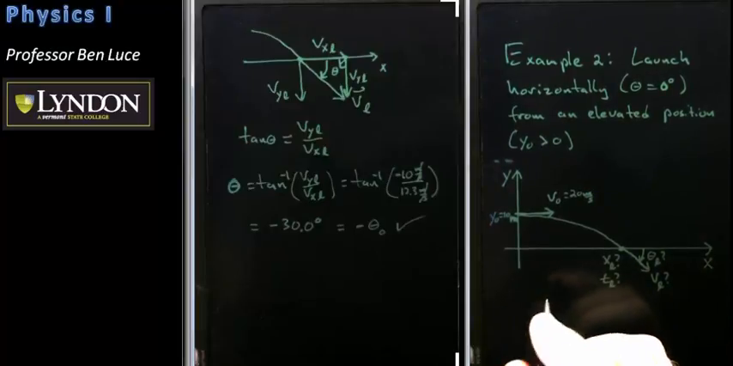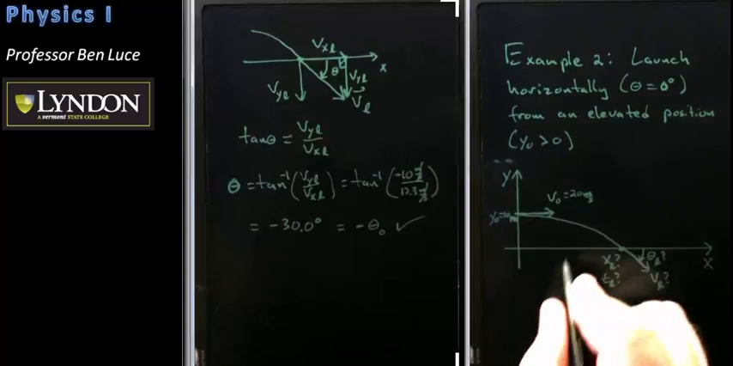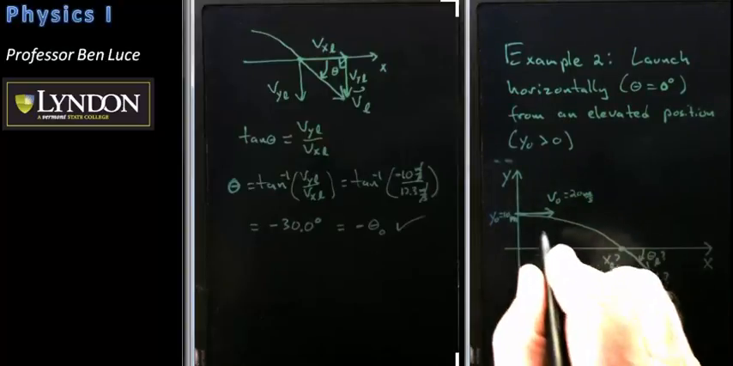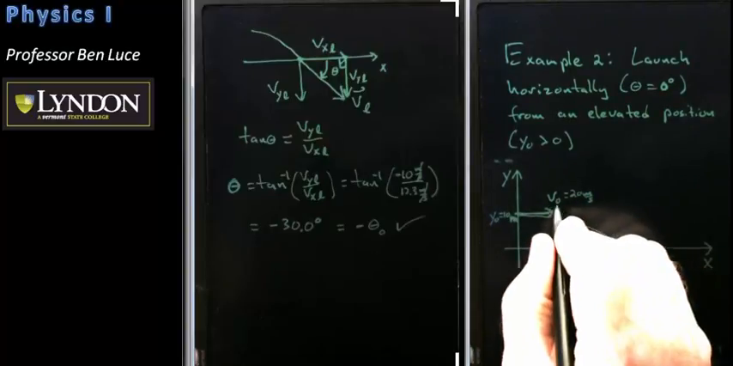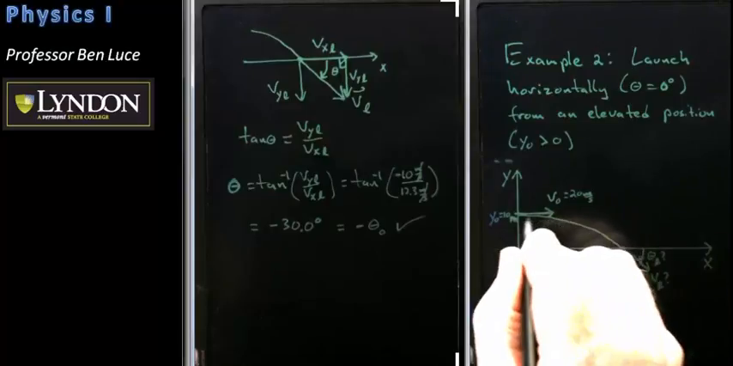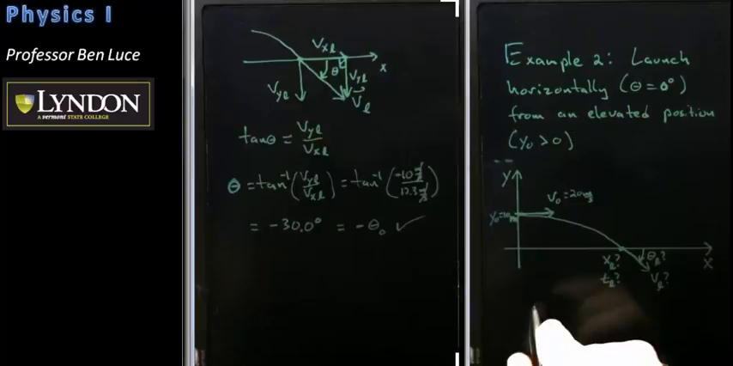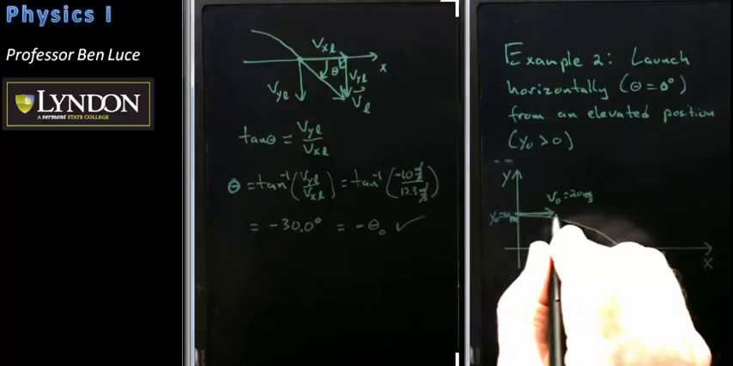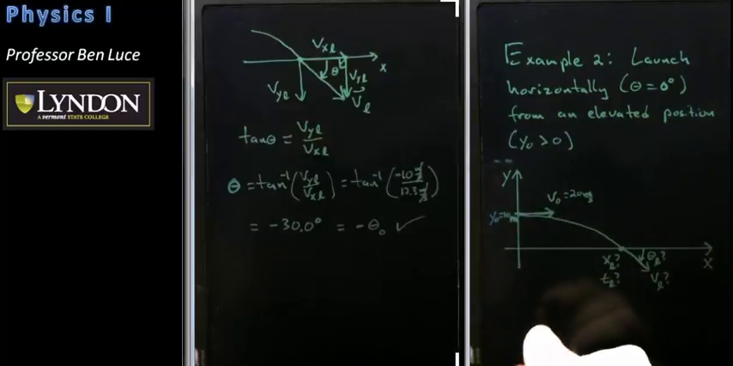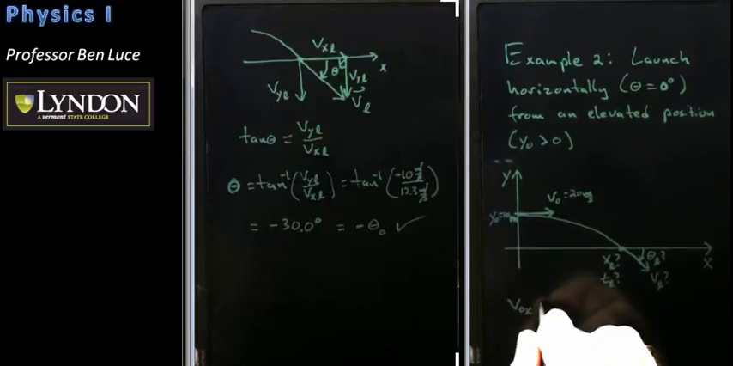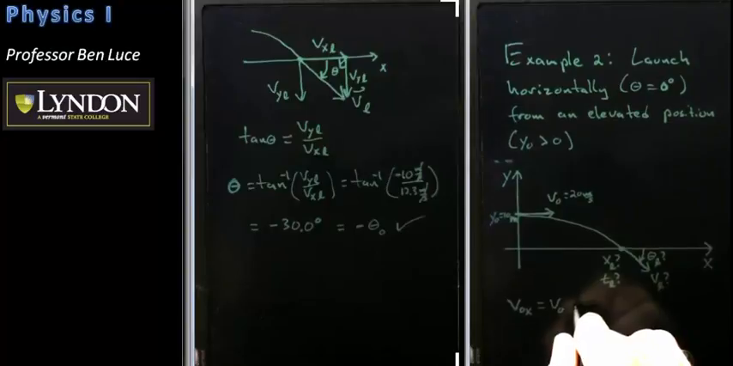Okay, let's proceed. The first thing I would like to point out, very importantly, is that if we break our initial velocity vector down, then the y component is going to be 0. So you can see that simply because the initial velocity vector is horizontal and has no y component. But just to see how the math works out, let's go ahead and compute it.